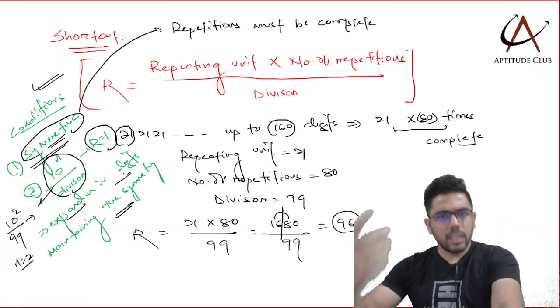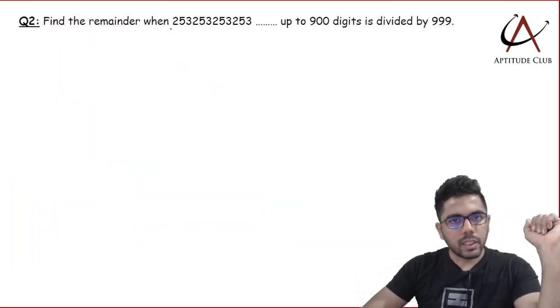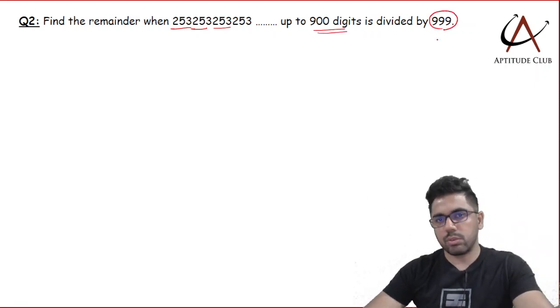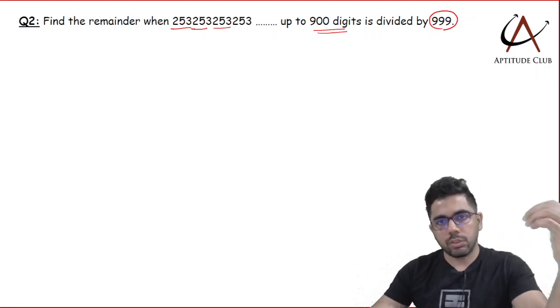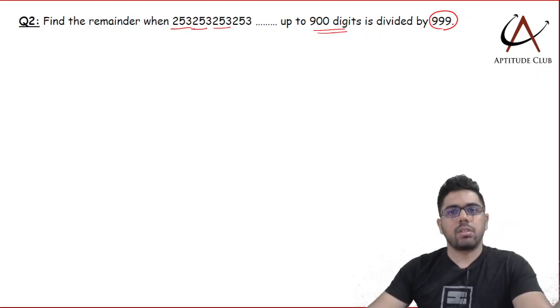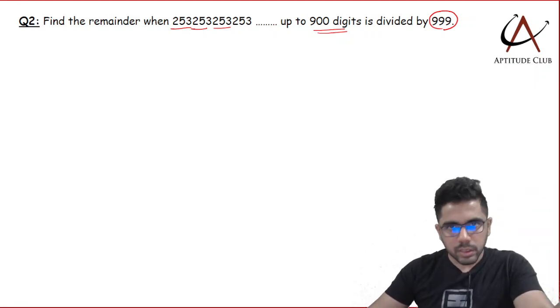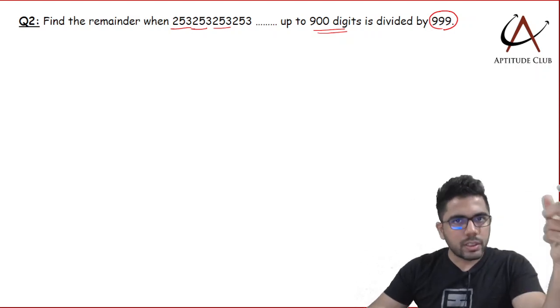Okay, so let us see another question, you will be able to relate better. Let's see the second one. 253 253 253 till 900 digits is divided by 99. थोड़ा patience रख के इसको सुनना. Don't be in a hurry to conclude that this is something difficult and I should skip this. That's not the reason for doing these sessions. I want all of you to take interest and understand this, if not for anything, for knowledge.